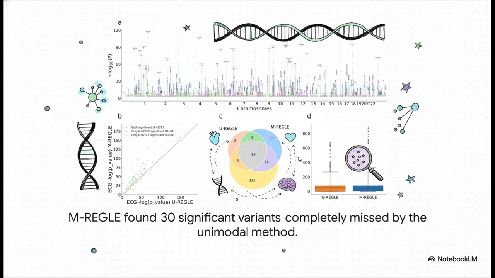Let's actually quantify this, because the numbers are pretty staggering. So MRGLE confirmed 122 known genetic links, which is great, but it also found 20 totally new ones. And get this, it found 30 genetic markers that were completely invisible when scientists looked at each data stream on its own. That's not just a little better, that's a whole new level of discovery.